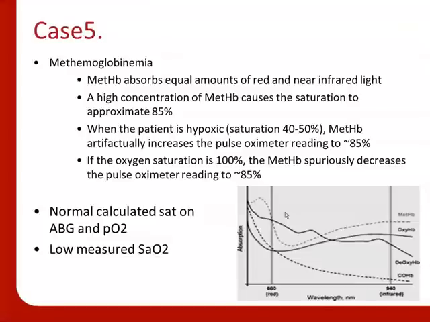Now the problem is if they're more hypoxic than 85%, it can overestimate what their SAT is, or if their SATs are actually greater than 85%, it underestimates. So you're never really quite sure what it is. It'll just kind of hang out in the mid-80s. So this is something you always think about when somebody's SAT is in the mid to low 80s, but their PO2 and their calculated SATs are better. So if you have the gap between those two, you always worry about methemoglobinemia.